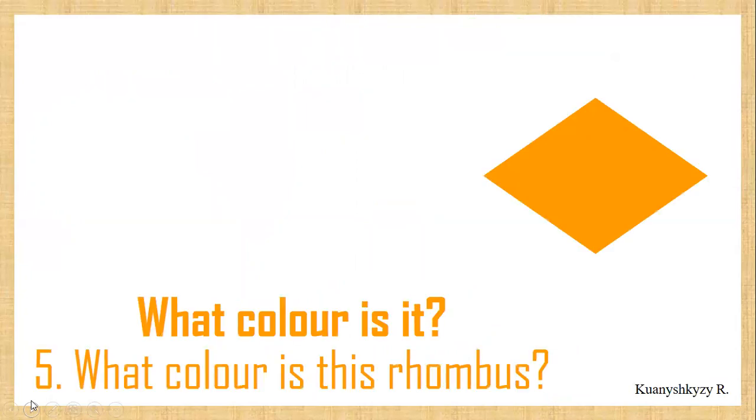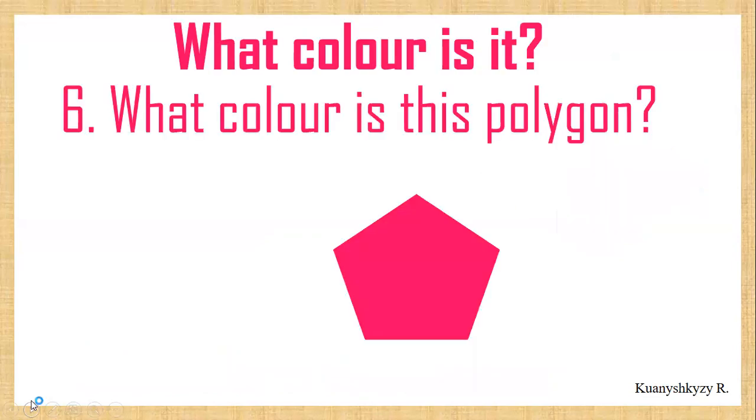Five. What color is this rhombus? The color of the rhombus is orange. Six. What color is this polygon? The color of the polygon is pink.